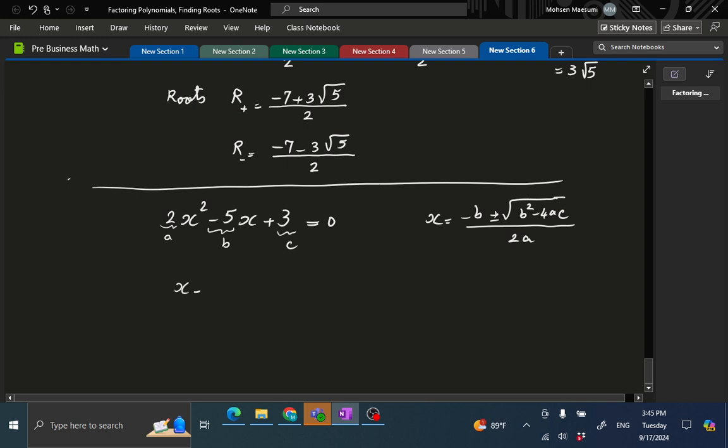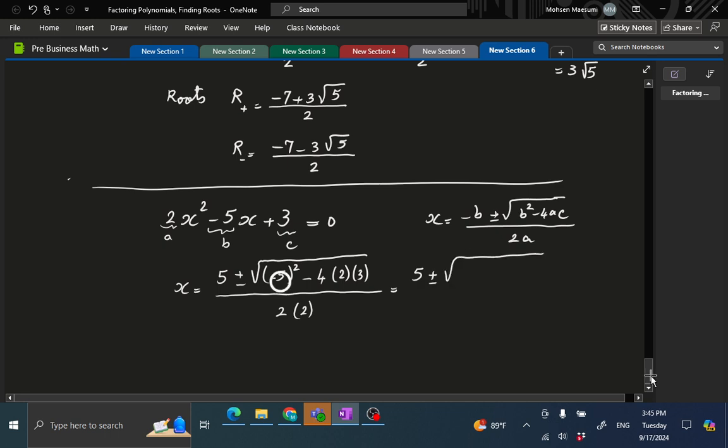So x will be minus b. So b is itself minus 5, minus b will be 5, plus or minus. Then b squared, always use the positive here because you're squaring anyway, minus 4 times the first number and the last number. The whole thing divided by twice the first number. First number was 2. So it is 5 plus or minus 25.